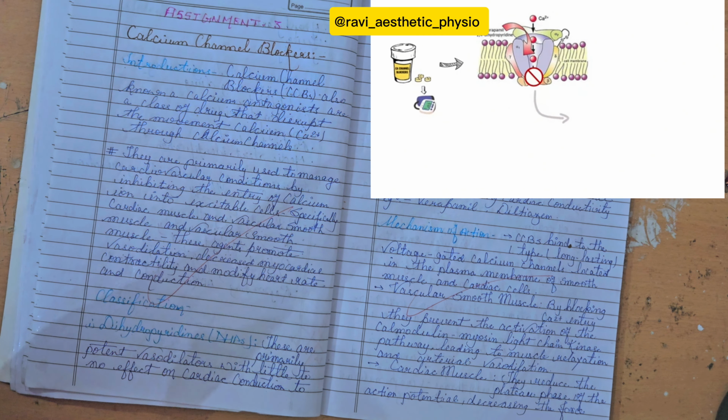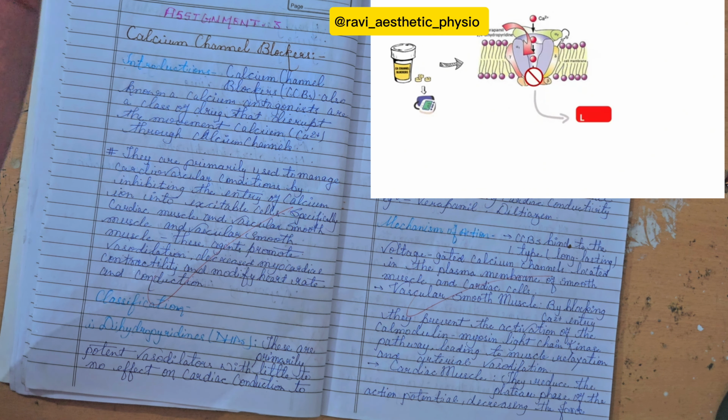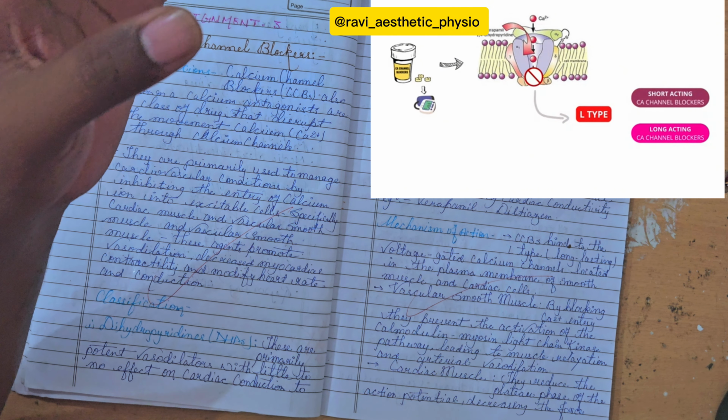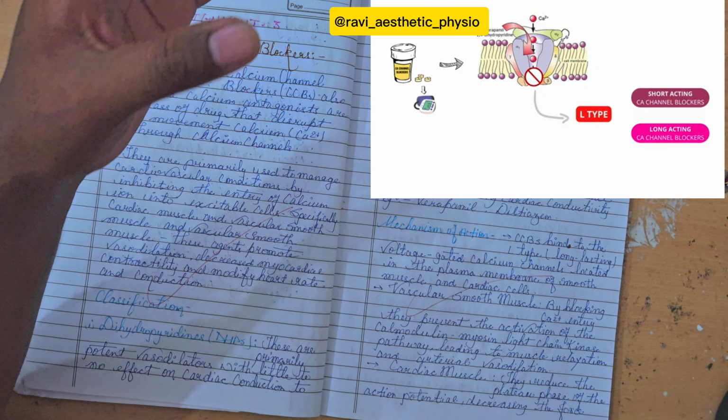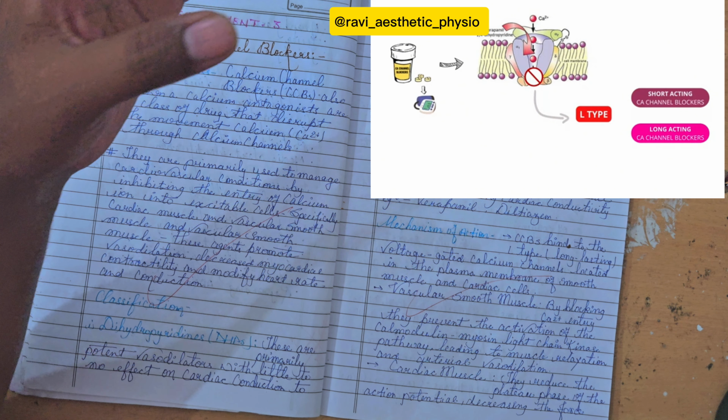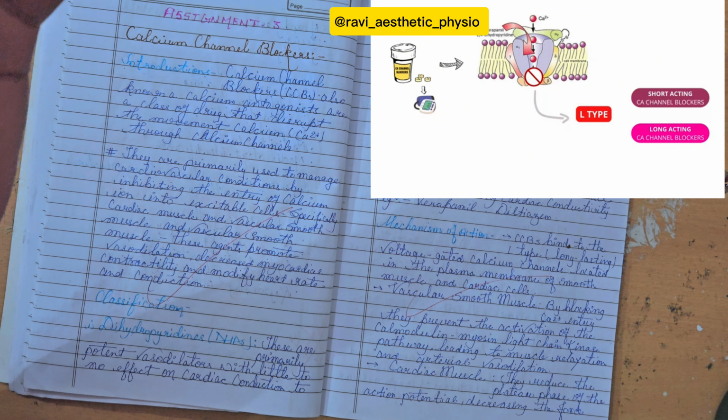So first is dihydropyridine, next is non-dihydropyridines. These primarily target the heart and blood vessels. They act as negative inotropes, reducing contractility, and negative chronotropes, reducing heart rate, while causing vasodilation.